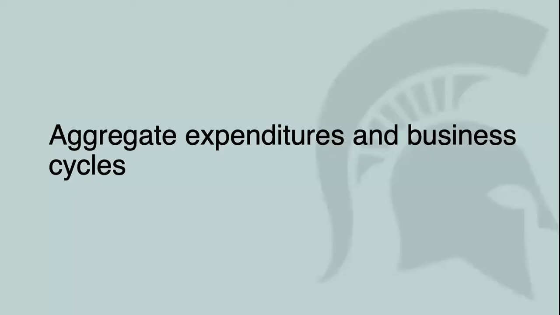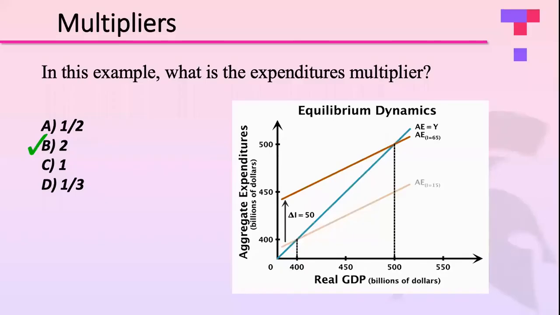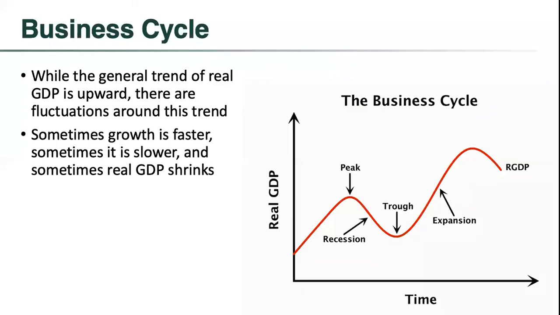So like I said, no Top Hat on this one. Don't worry about it. This is the portion of the aggregate expenditure section that didn't end up in the workbook. And that's how aggregate expenditures relate to the business cycle.